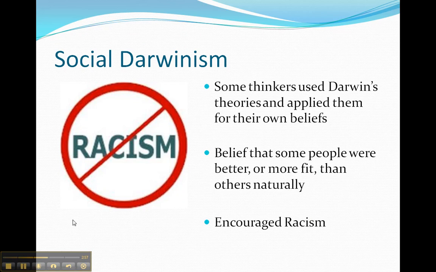The theory of natural selection was then used in other theories, such as social Darwinism. Many thinkers used Darwin's theories and applied them for their own beliefs. Social Darwinism, for example, was a belief that some people were somehow better or more fit than others. More specifically, the wealthy were better than the poor, or men were better than women, or whites were better than blacks. Social Darwinism encouraged racism in the Victorian era.